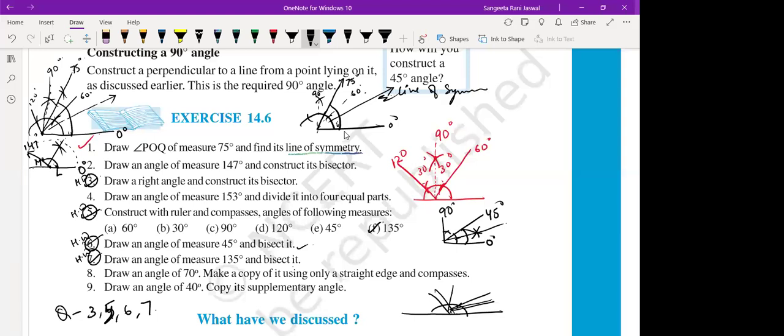So, thanks for joining. Ma'am, 1 minute, I'm writing. Done? Written? Question 3, 5, 6, 7. Ma'am, the bisector of 147 will be 73.5. Yes, beta. I got 73.5, ma'am.